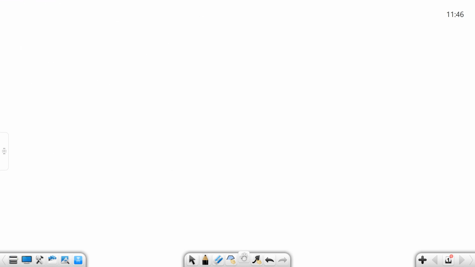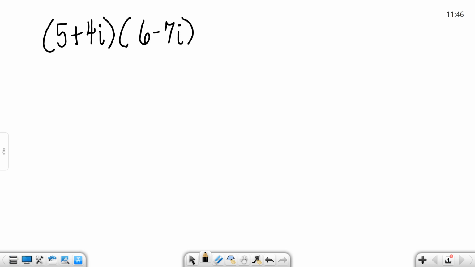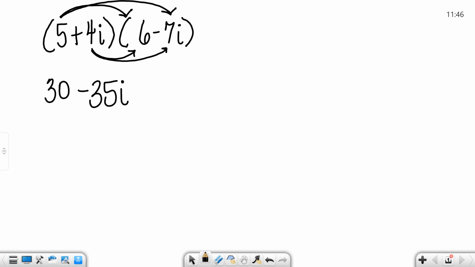Okay, so that's multiplying. Let's do another multiplying. Let's say we have two complex numbers that are multiplied by each other. All right, so we're going to do FOIL. Another way to think of that is I'm going to multiply 5 times both of those. Then I'm going to multiply 4i times both of those. So lots of work to show here. So 5 times 6 is 30. 5 times -7i gives me -35i.